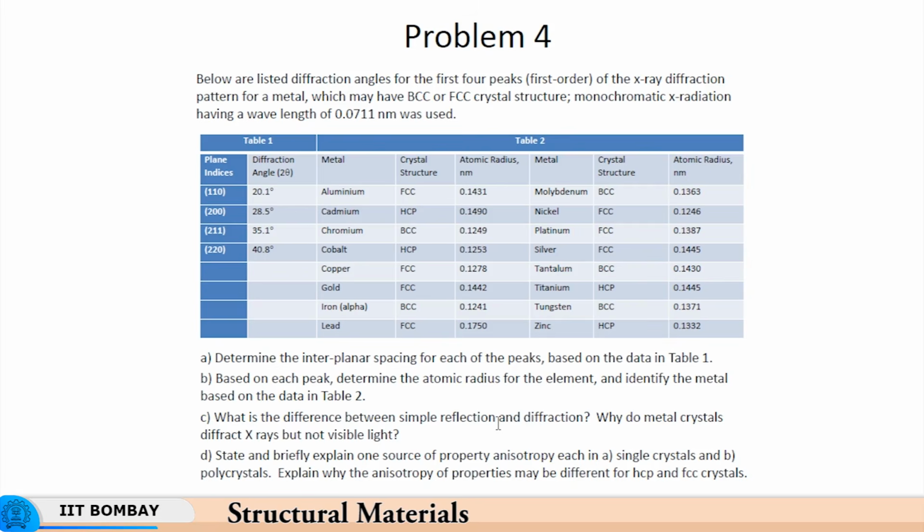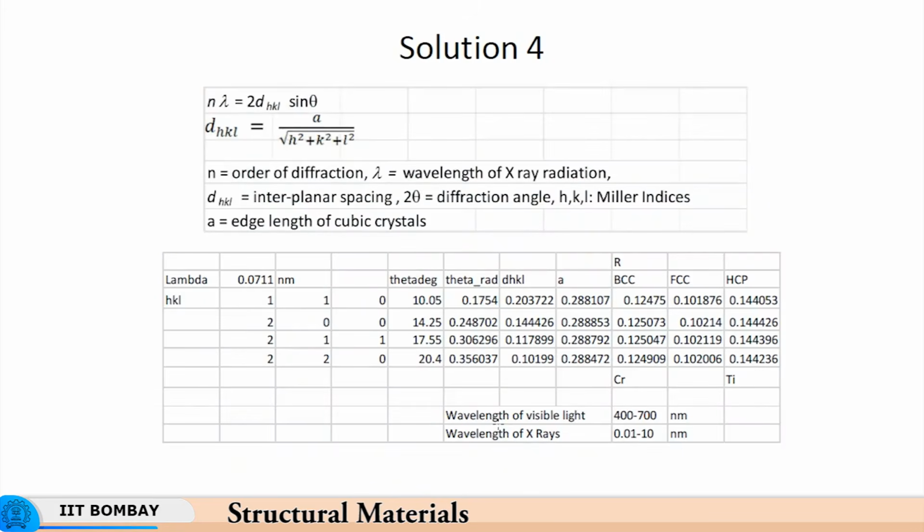And state and briefly explain one source of property anisotropy, each in a single crystal and polycrystals. Explain why anisotropy of properties may be different for HCP and FCC crystals. So this is what we have to explain. For the last two parts, this data is not required. For A and B we need the data.